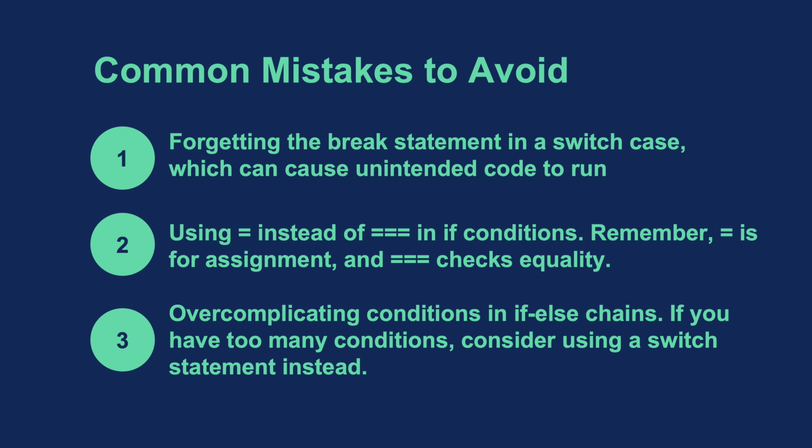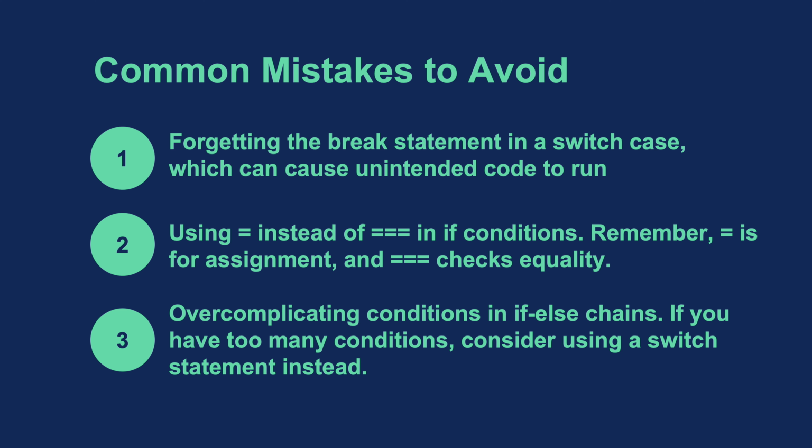The second mistake is using one equal sign instead of three equal signs, which we call strict equality, in if conditions. Remember, an equal sign is used for assignment and strict equality is for checking equality. This checks the value and the data type, if they're the same. The third mistake: overcomplicating conditions in if statements. If you're checking many values, a switch statement might be cleaner. So do not use if in case you're checking many values.